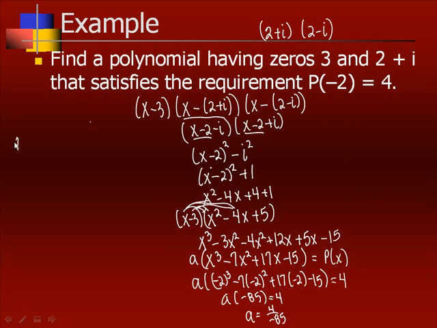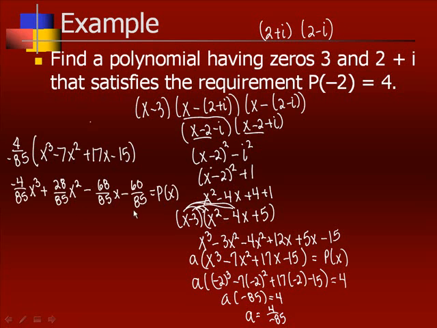So our polynomial function would be 4 over negative 85 times x to the third minus 7x squared plus 17x minus 15. You could reduce that, but this is about what your polynomial function would be equal to.